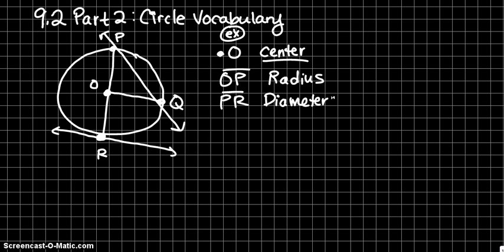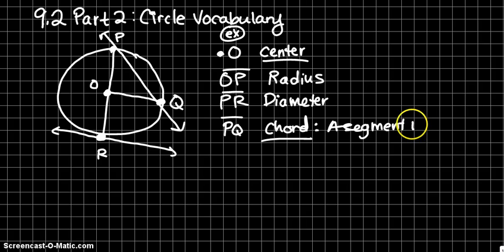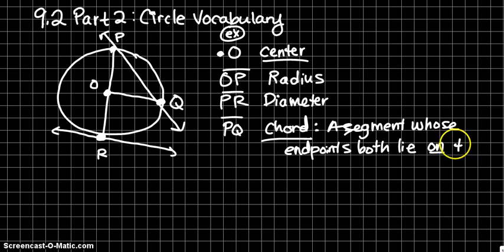And now let's get into some of the stuff you may not know. So if I go from P to Q, so it does not go through the center, just any spot to any other spot, that is called a chord. So a chord of a circle, it's specifically a segment, not a line, but it's always a segment, whose endpoints both lie on the circle. A segment whose endpoints both lie on the circle, not inside it, actually on the edge of the circle. And it's a segment always. So that's a chord.